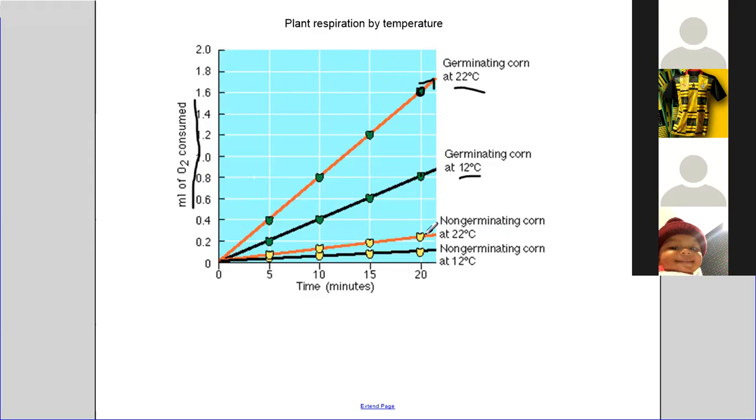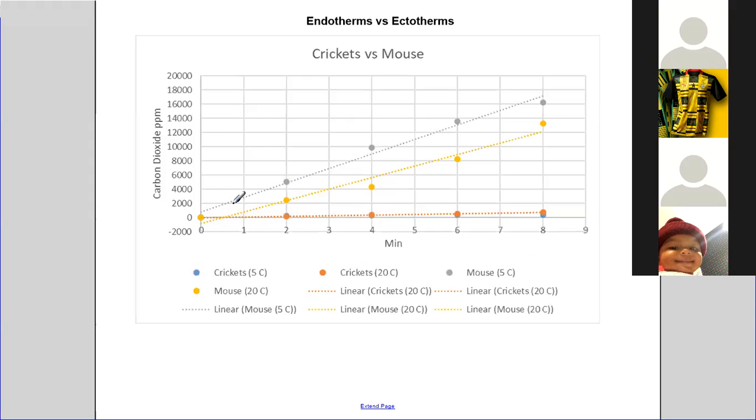Non-germinated corn is going to be almost 0.1 and 0.2. I don't know how significant that is actually going to be. There could literally have been changes just in pressure in the room. You would have a control group that you would be measuring this against just to make sure. But it's not always going to be that straightforward. This is data that we generated 2 years ago. If you were in class, you would have used crickets and mice, and you would have run this experiment in class. I want you to notice something.